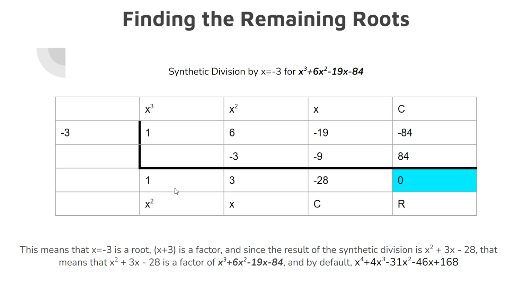This means that x equals negative 3 is a root, x plus 3 is a factor, and since the result of the synthetic division is x squared plus 3x minus 28, that means that x squared plus 3x minus 28 is a factor of x cubed plus 6x squared minus 19x minus 84, the resulting cubic, and by default, since x cubed plus 6x squared minus 19x minus 84 is a factor of this, the quadratic must also be a factor of this quartic. So, you could say that.